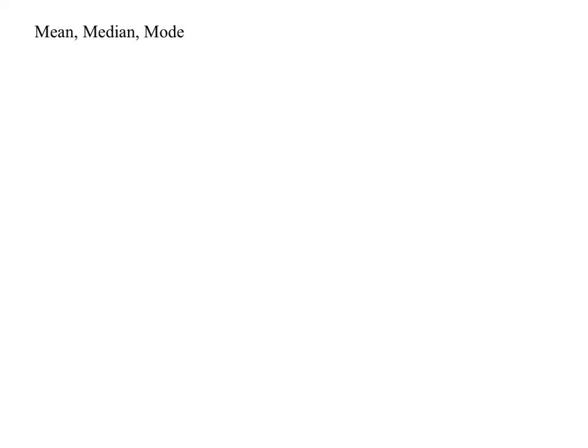Mean, median, mode. Give me one of them. Mean is average. Good. Median or mode. Median is the middle term in an ordered set of data. And mode is the number that repeats the most, the most frequent number. Use the word frequency again.